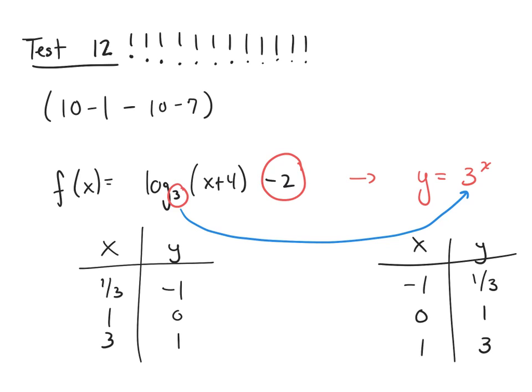What's really in front of this log right now, everybody? A 1. And what's 1 times these numbers? These numbers themselves. Very good. So to get the new y value, all we have to do is subtract 2 from everything. Let's write it down if it helps. I'm subtracting 2 from each of those. So that becomes a negative 3, that becomes a negative 2, and that becomes a negative 1.